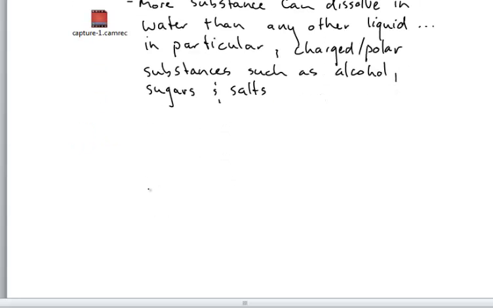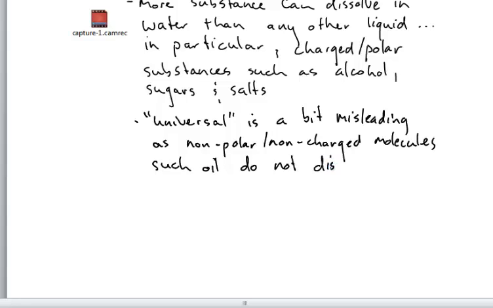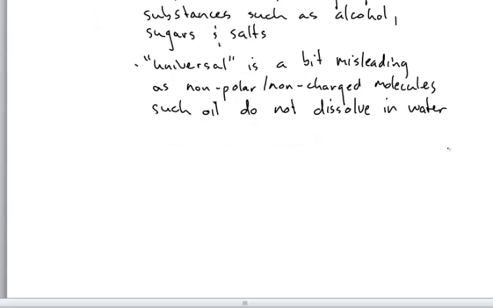Now, calling water a universal solvent is a little misleading because not everything can dissolve in water. Okay, so universal is a bit misleading. As nonpolar, non-charged molecules such as oil do not dissolve in water. And this is actually going to be really essential when we look at how a cell membrane forms.